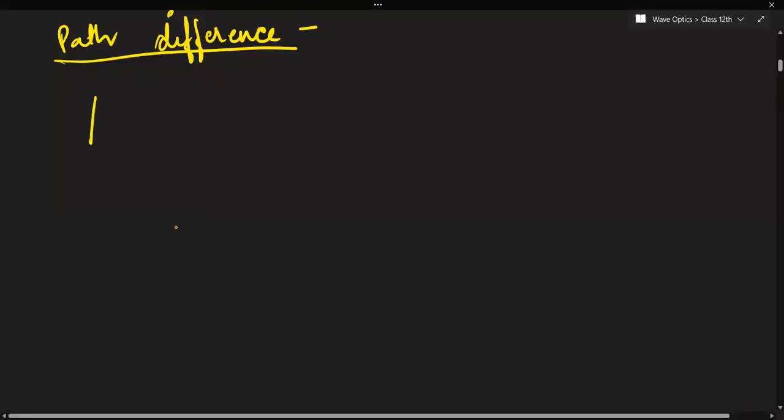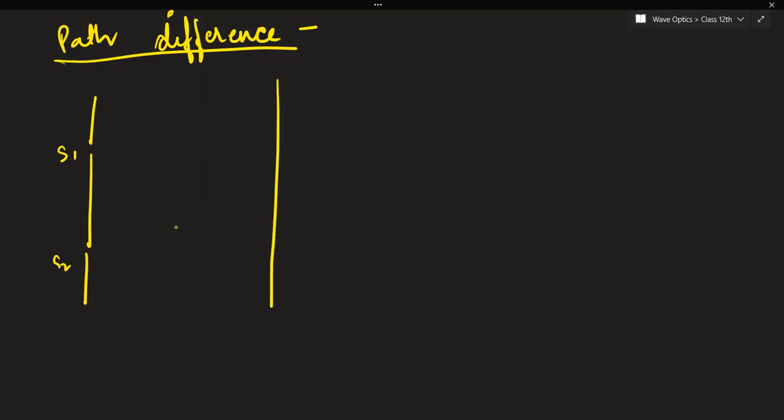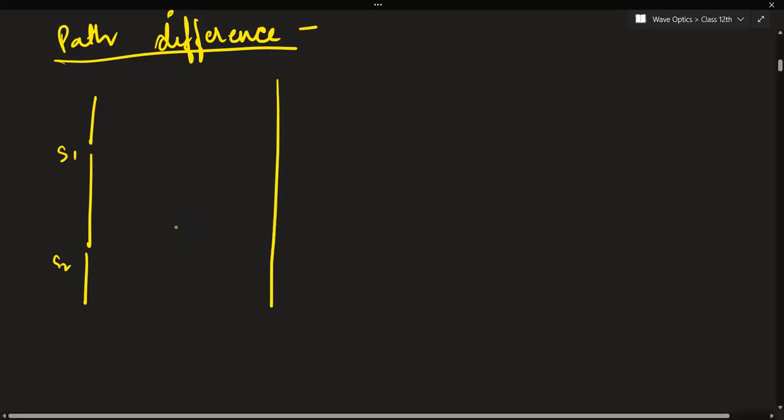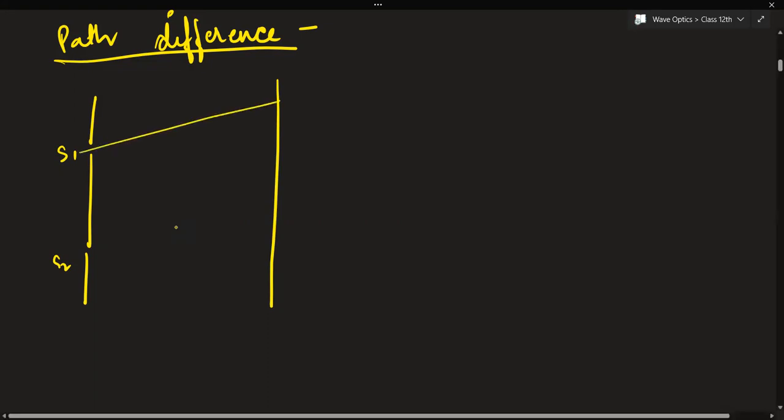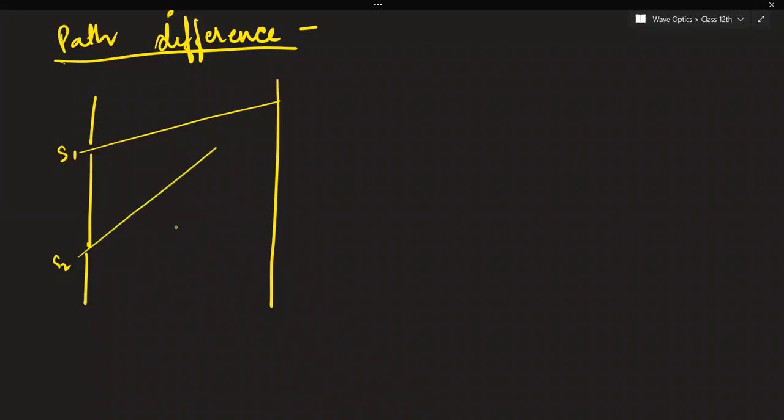Path difference means what? Let's say I have taken two slits. This is slit 1, this is slit 2. A slit means a very, very fine cut in a very thin sheet. Such kinds of drawings will now be very, very useful. Now see, let's say from source 1, this wave has gone, and from this second one, this is the displacement wave that has passed. This is a wave, this is a wave, this is also a wave.